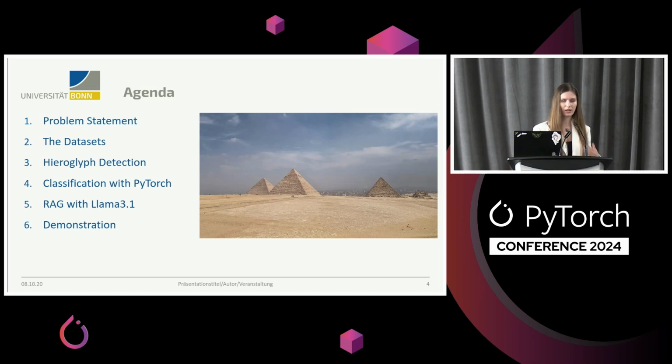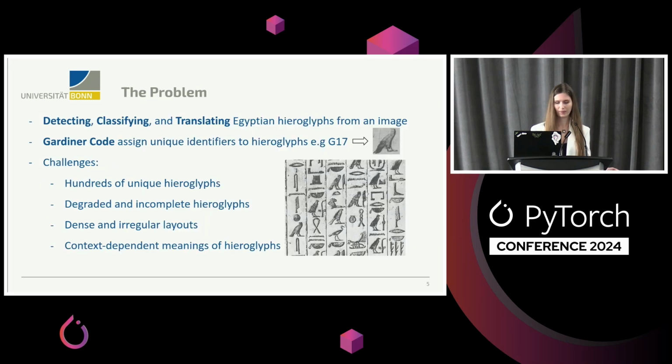At first, I cut down the problem. Then I will present to you the data sets that I used to train the models, followed by going in depth about the hieroglyph detection, the classification that I have done with PyTorch, and the translation that's done using RAG with Llama 3.1. In the end, I will give you a quick demonstration about how it works.